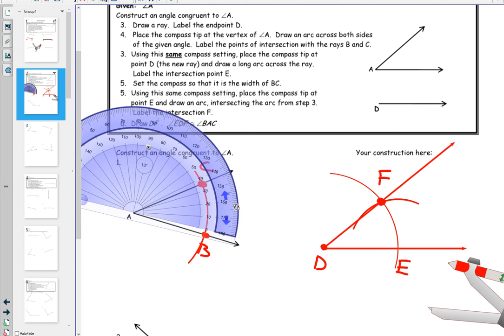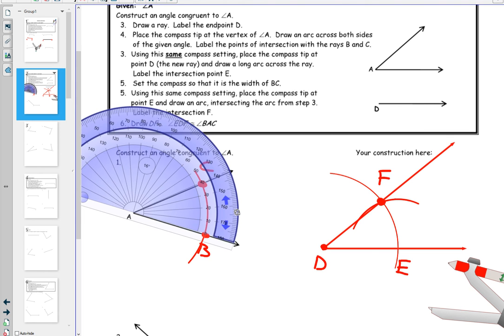Could we draw a point at E if we wanted to? Could you draw a point at E if you wanted to? Oh yeah, you're supposed to. You're supposed to draw a point there. Sorry, thank you, Josh.